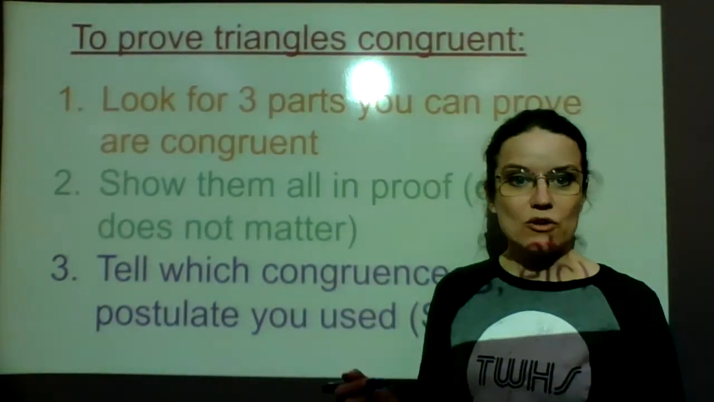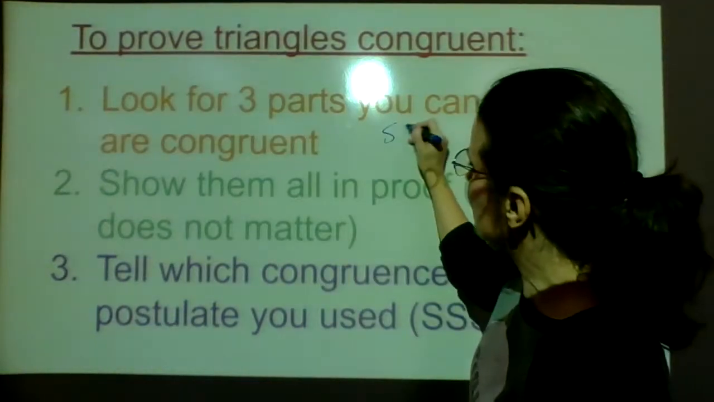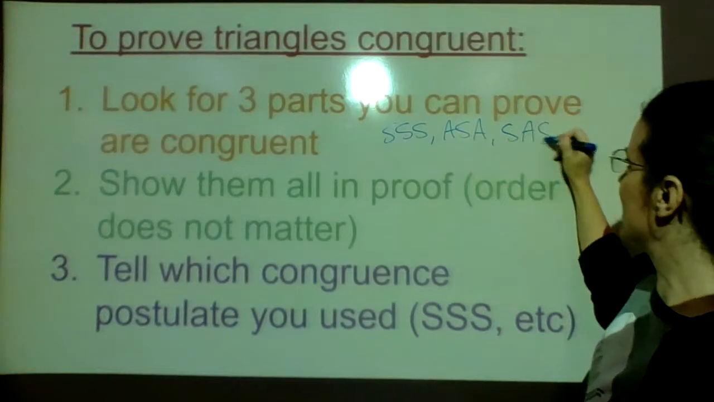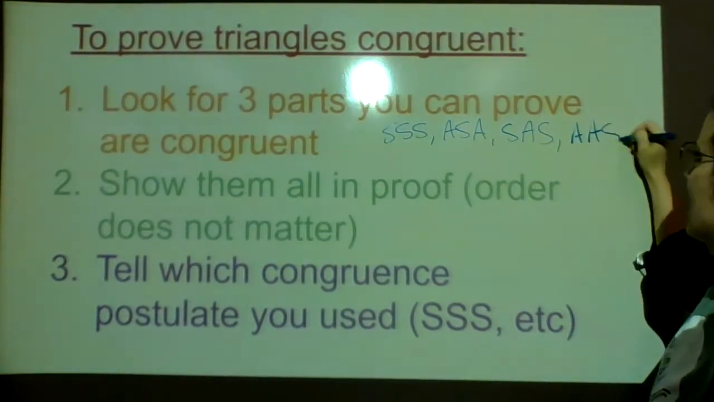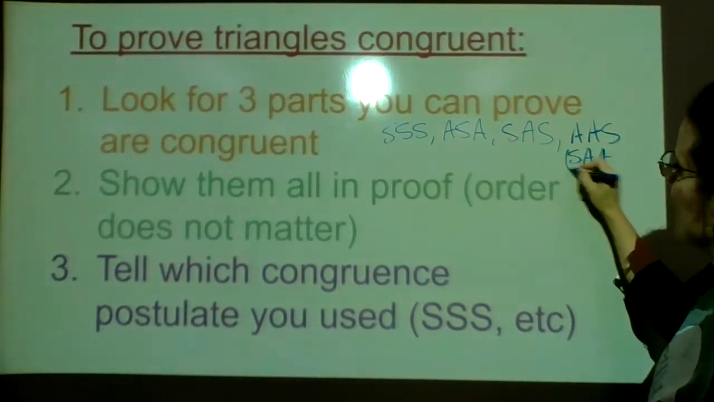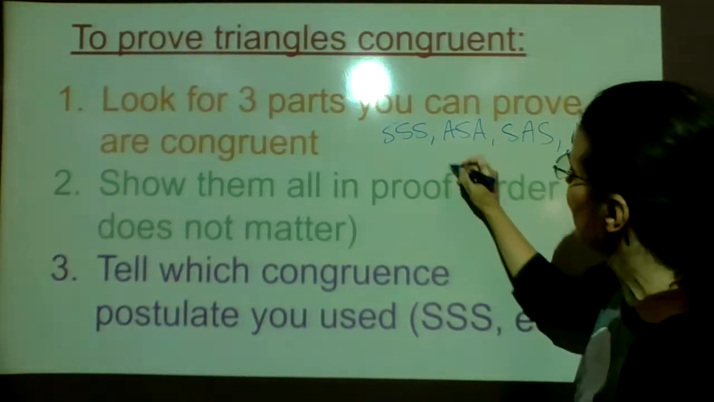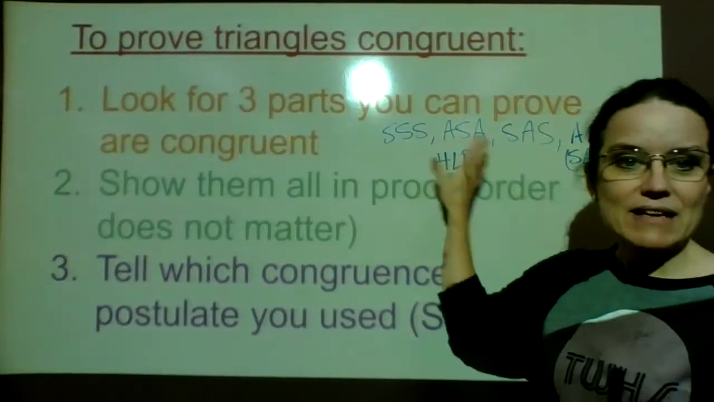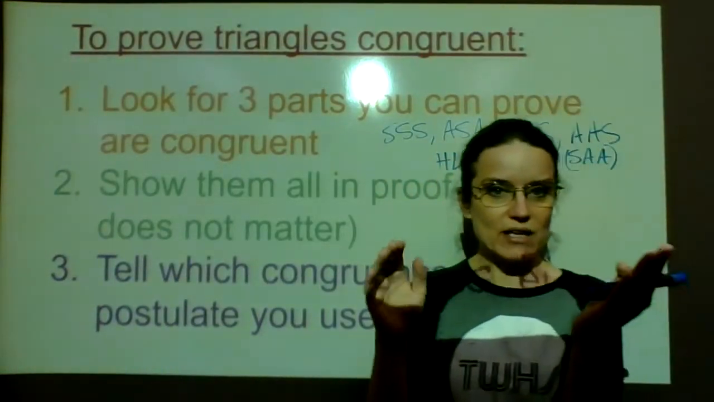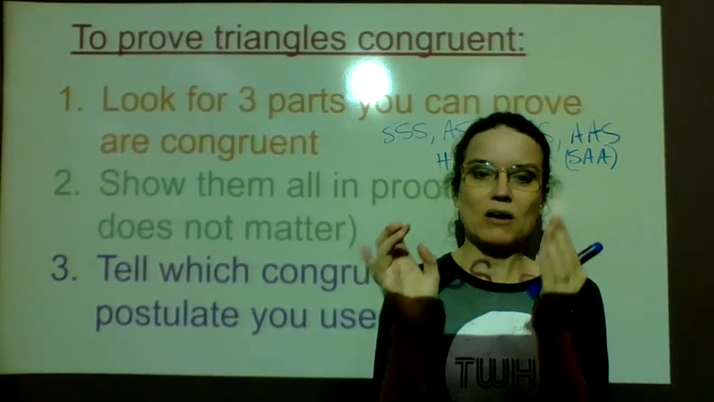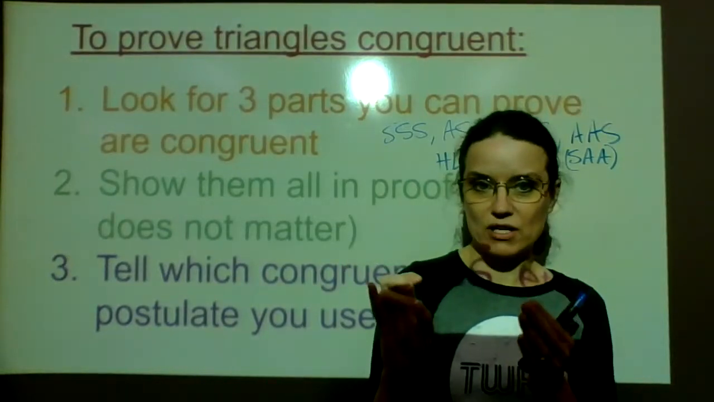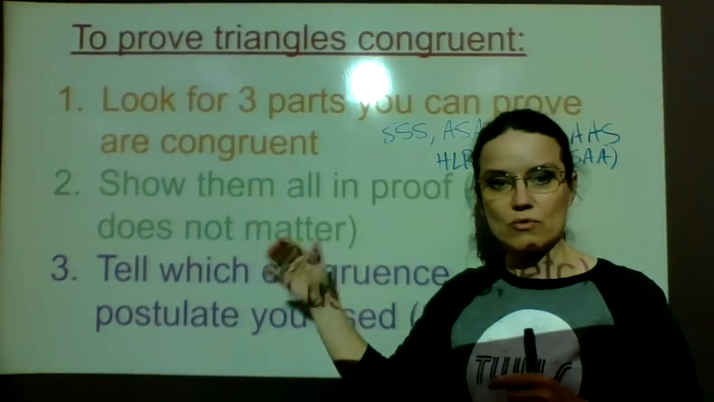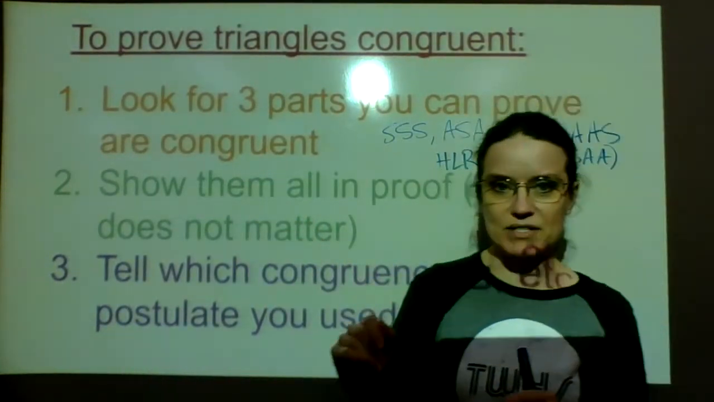And you're going to be looking for parts that meet your side, side, side, angle, angle, side, angle, side, angle, angle, side. Remember, that's the same thing as side, angle, angle, so you're okay, don't panic. And then your hypotenuse, leg, right. So you're looking for any of these that you can find. So you look in the triangle and the other triangle and look for parts that you can prove are congruent. You need three. Then you're going to show each of those are congruent somehow in the steps of your proof.